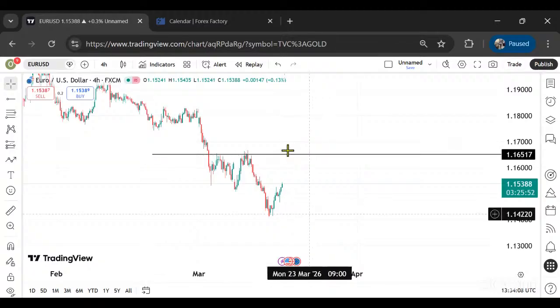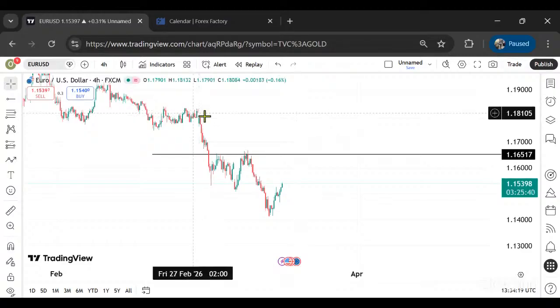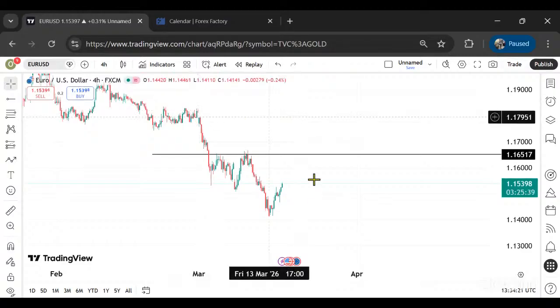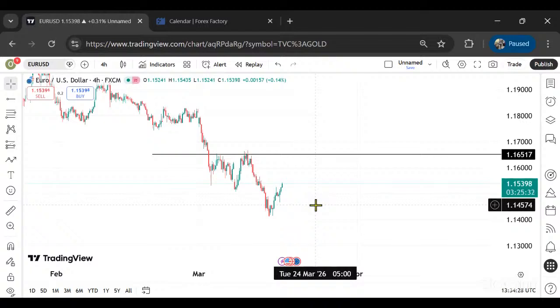Or if this resistance zone breaks, I'll wait for the market to come back to this level here, that is our supply zone, before I sell. Now, every day is not a trading day. You have to learn how to be patient and wait for your trading setup to come before you take trades. You can go 1 week without taking any trade, or in a week, you might take 1 or 2 or 3 trades. It's not every day that you'll be trading.